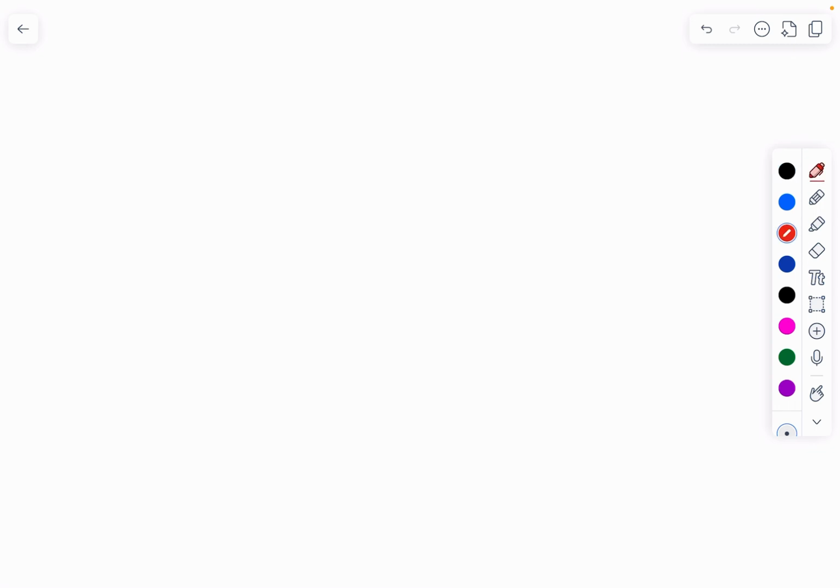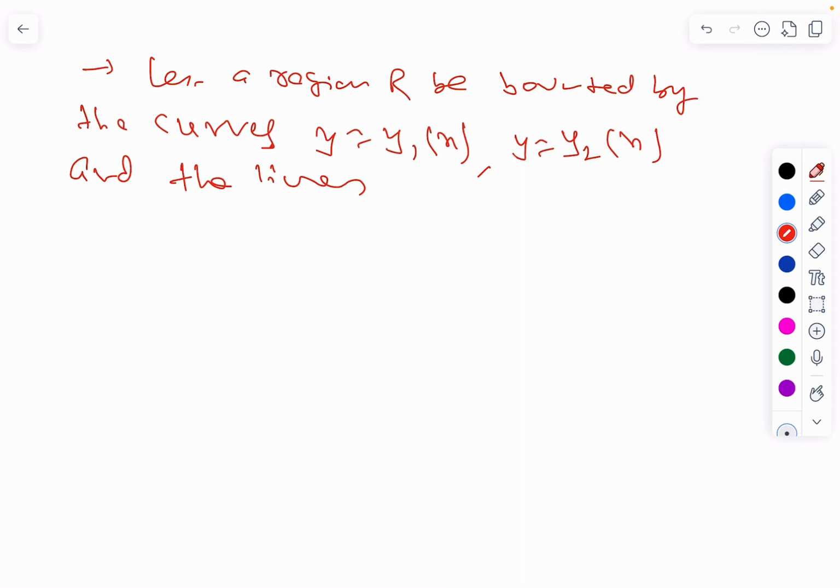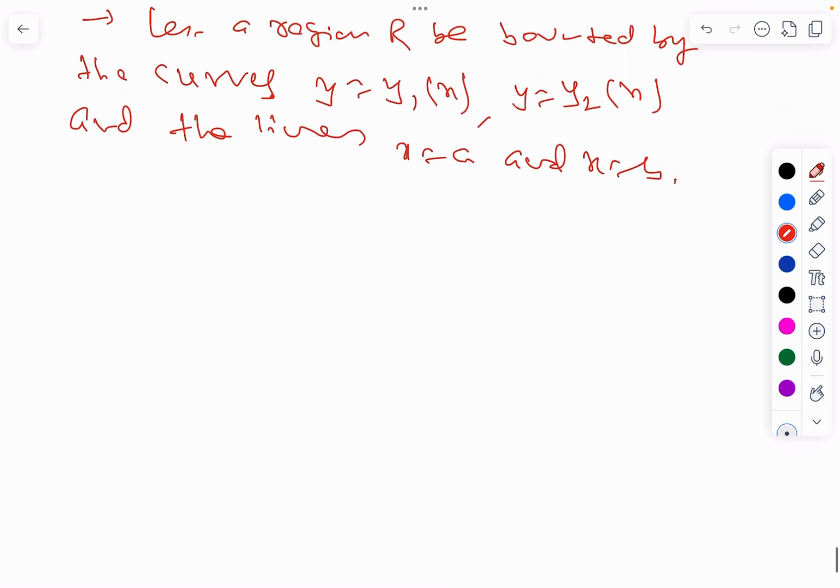If you have a region R bounded by the curves y equal to y1, a function of x, y equal to y2, a function of x, and the lines x equal to a and x equal to b.